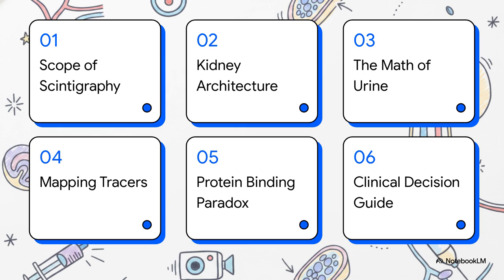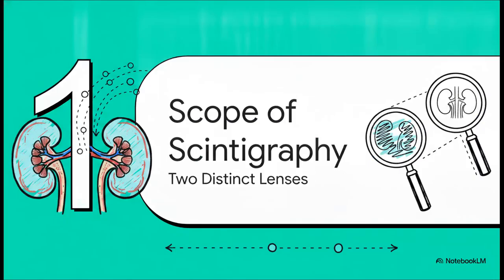Here is our roadmap for today. We'll quickly cover the scope of scintigraphy, review kidney architecture, break down the math of urine, map our tracers, explore the protein-binding paradox, and then we'll wrap the whole thing up with a clinical decision guide. Let's get into it.